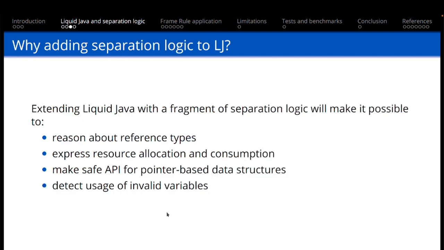We are adding separation logic to Liquid Java because before this extension, Liquid Java allowed only reasoning about reference types or about primitive types because of the aliasing problem. Then we discovered that with the fragment of separation logic we implemented, it is possible to express simple resource allocation and consumption, mainly files. Then it is possible to make an API for pointer-based data structures like linked lists and binary search trees, and then to detect the usage of variables, for example, scanner streams and iterators.